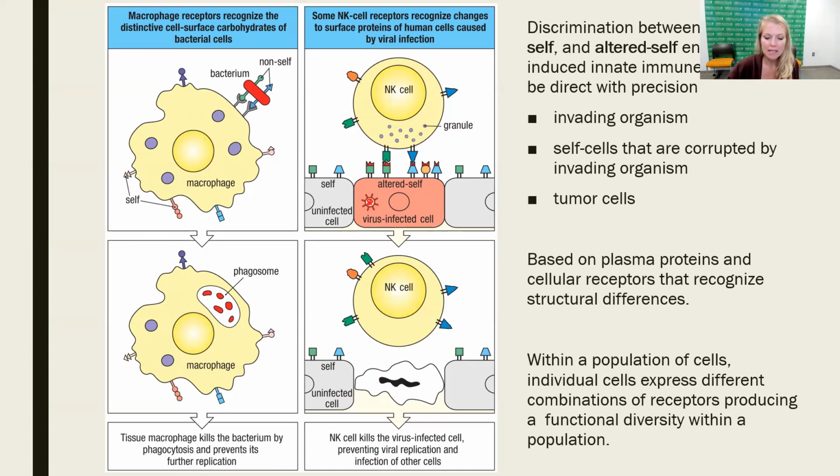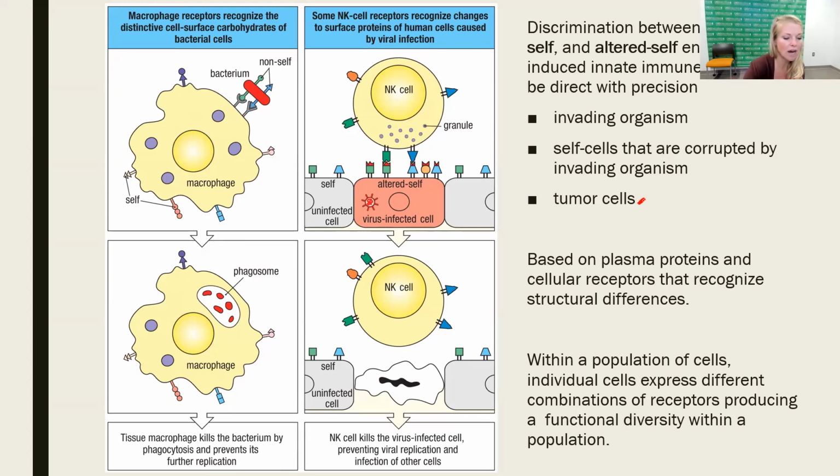these cells are pretty good at being able to detect invading organisms, being able to detect cells that have been invaded by organisms or virally infected, but also tumor cells. And so this is also where we can see altered self, because a tumor cell is going to be a self cell, it's just probably going to be altered in a way that looks different. And the immune system can pick that up.